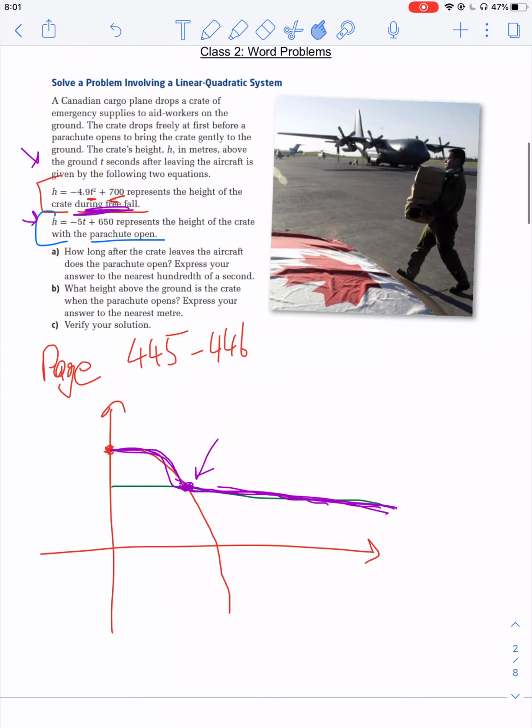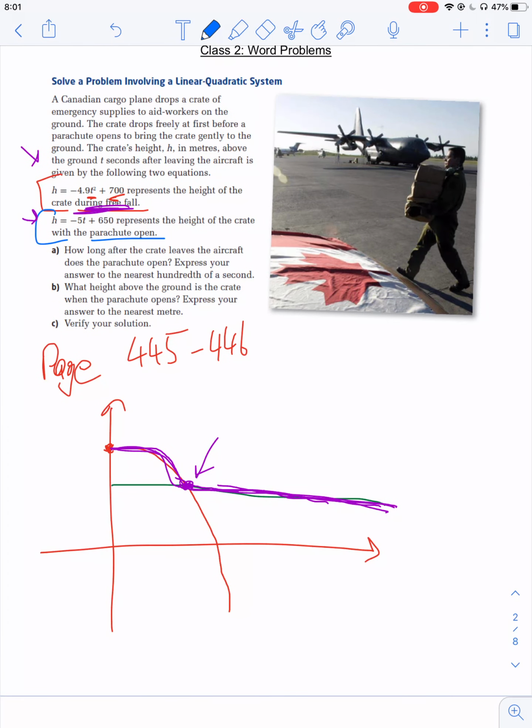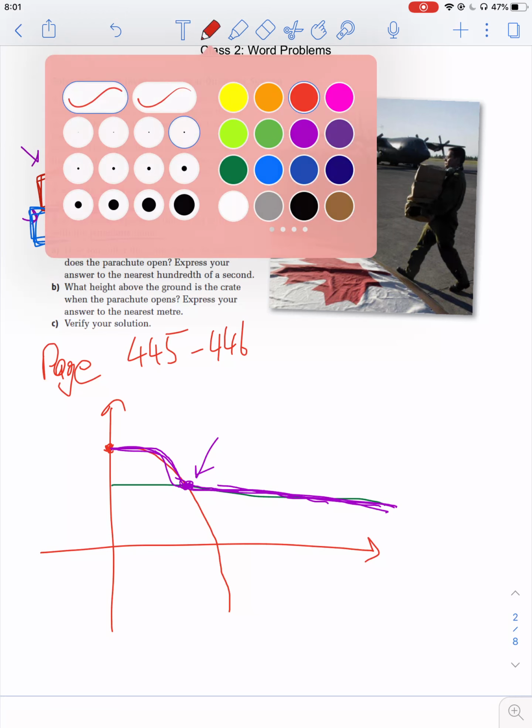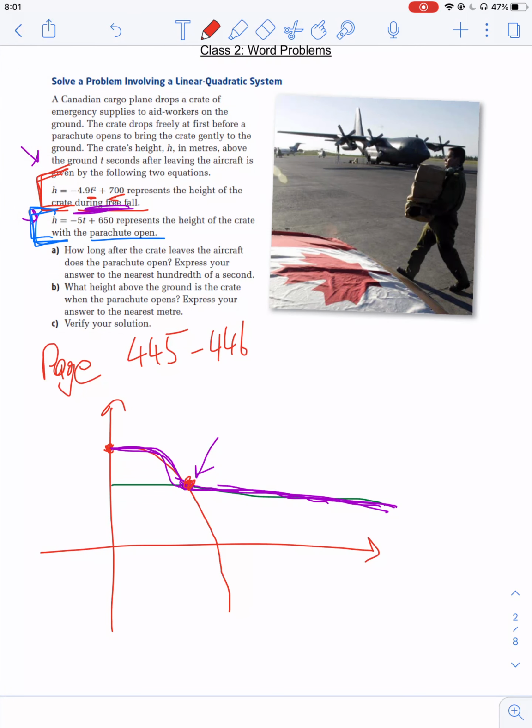So remember, there's two functions, right? One of them, this one, is given to you in red. This is what the trajectory of the cargo out of the crate looked like. And then down here, this is what the trajectory of the crate will look like once you open the parachute. But how do you find the point of intersection? Well, it has to be the point where this linear equation is equal to this quadratic equation.